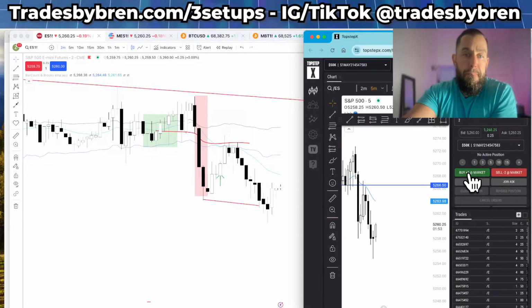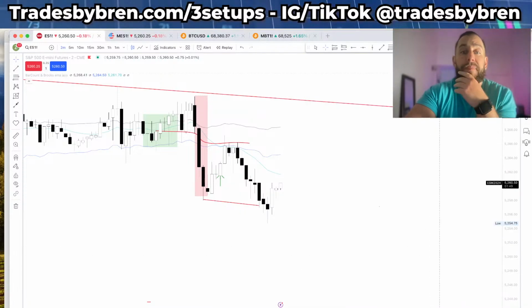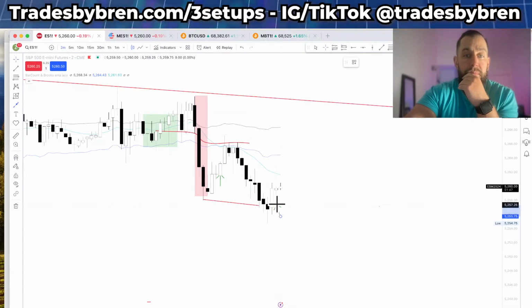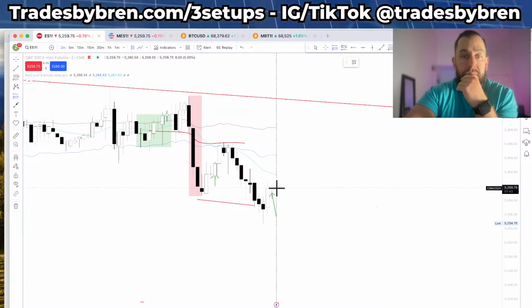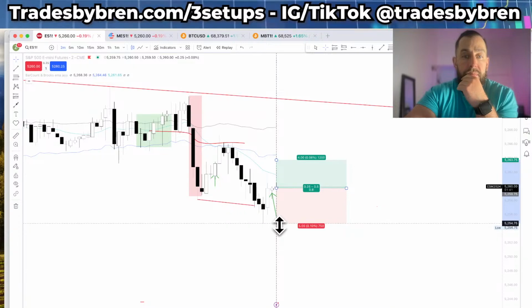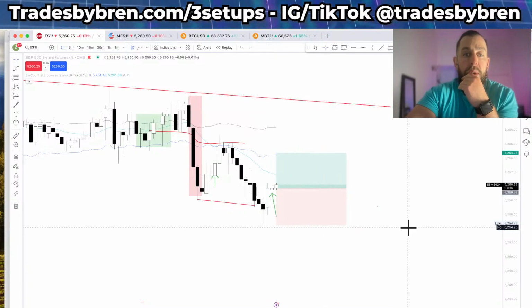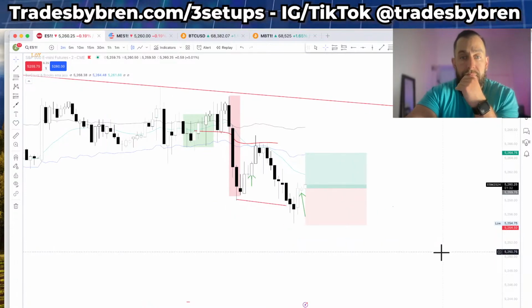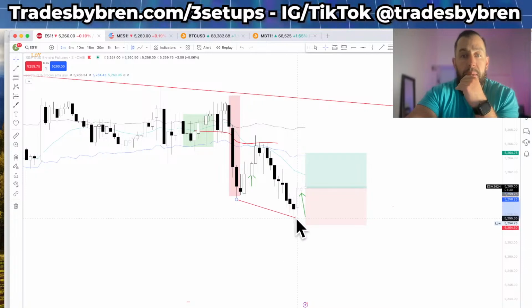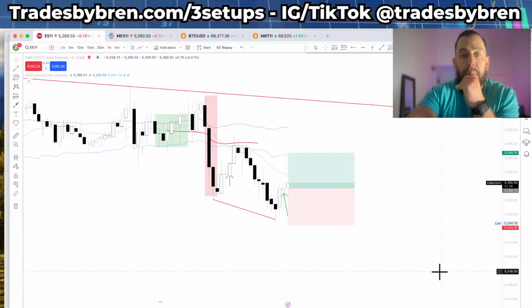Reasonable. Maybe something like that. 1-to-1. So the double bottom's there. We'll still need to get above the moving average though.